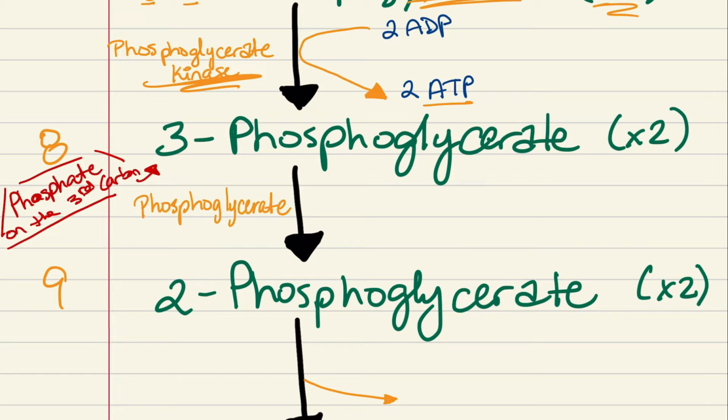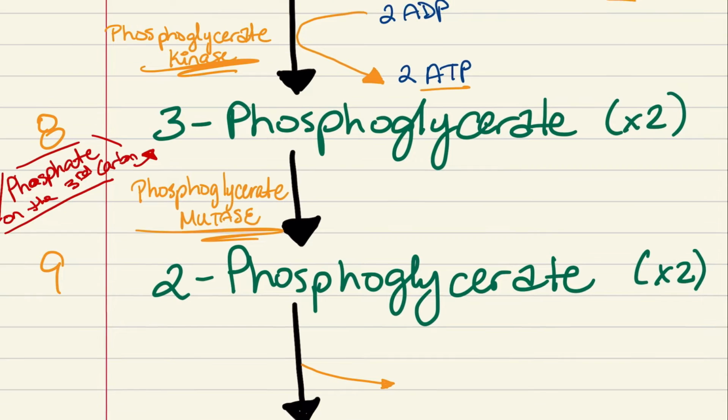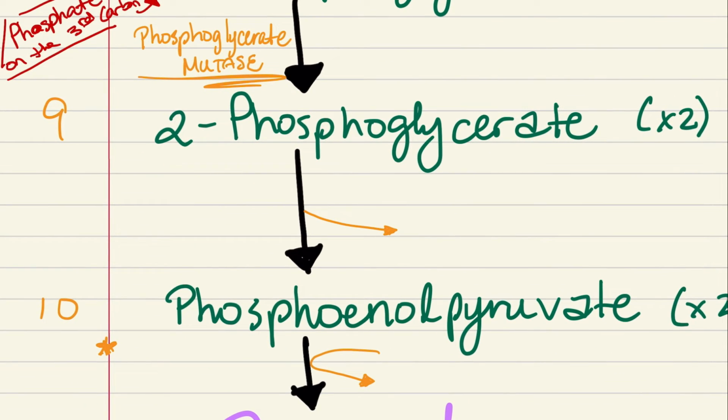We're going to shift that phosphate group from the third carbon to the second carbon. Mutase basically means to shift, move it around. The phosphoglycerate mutase just transfers the phosphate group from the third carbon to the second carbon on that same phosphoglycerate molecule. We're almost done. We're almost to our pyruvate.